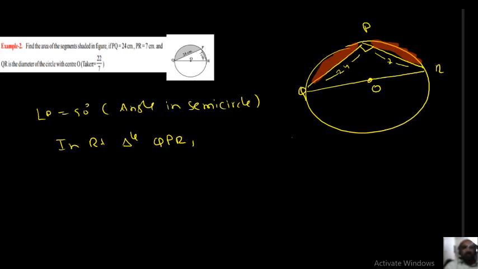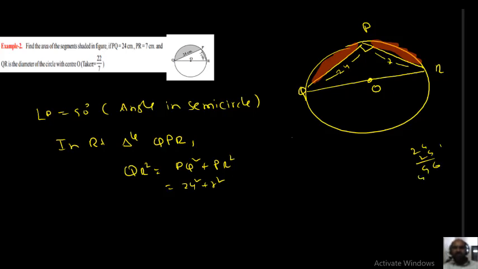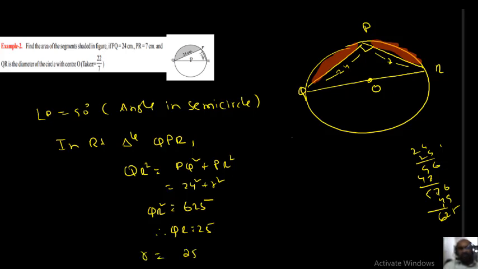what happened? QR square equals PQ square plus PR square, which is 24 square plus 7 square. That is 576 plus 49, which is 625. So 625 is QR square. Therefore QR equal to 25. Diameter is this one, so radius R equals 25 by 2. Leave it.